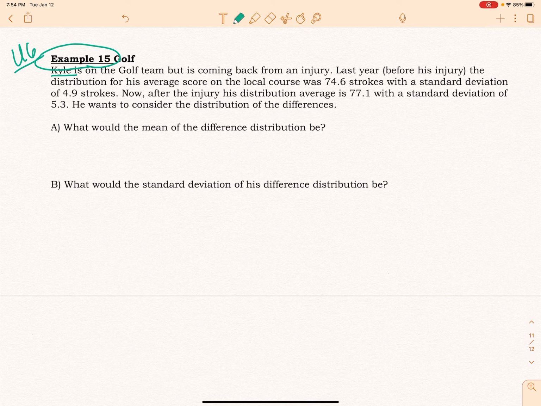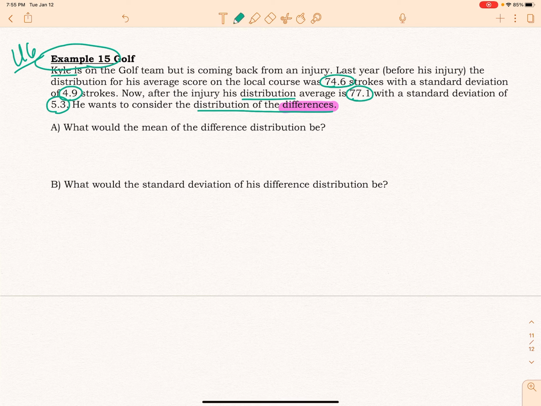Bless his little buttons. Okay, so his last year, his distribution before his injury is an average of 74.6 strokes with a standard deviation of 4.9. But now, after his injury, he's coming back and his distribution average is 77.1 with a standard deviation of 5.3. He wants to consider the distribution of the differences. Okay, this problem is different.